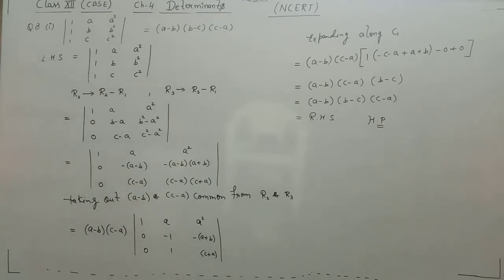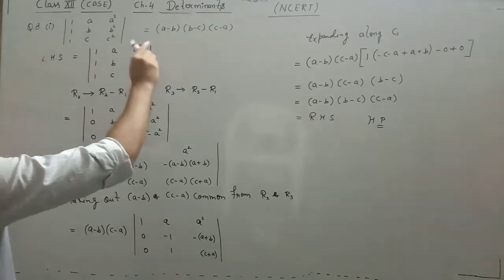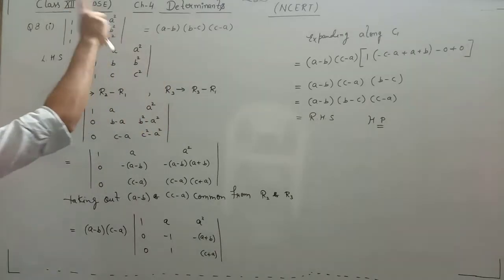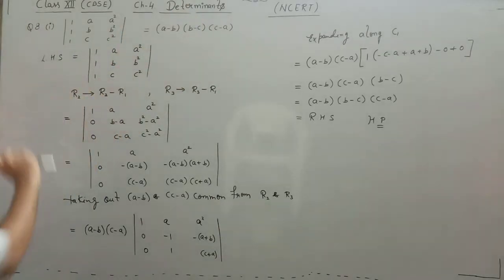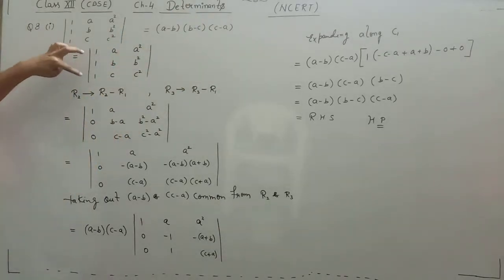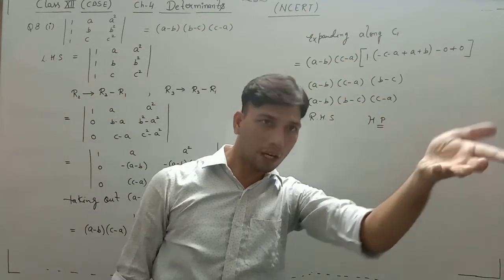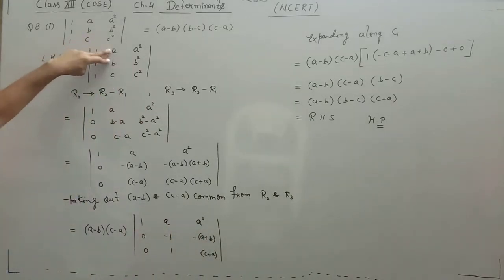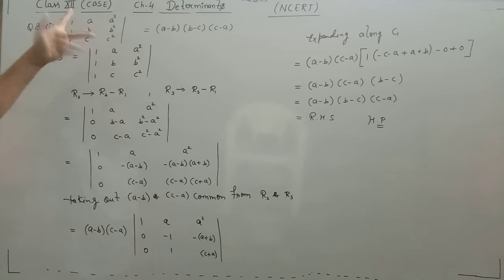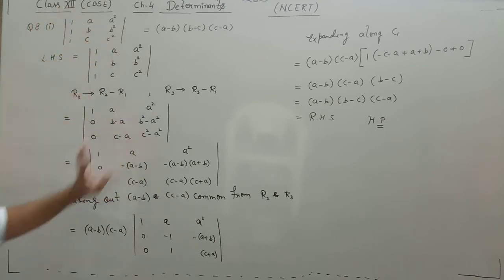Now this is question number 8, first part. Left hand side is 1 1 1, a b c, a square b square c square, and on the right hand side we have to show that this determinant is equal to a minus b, b minus c, c minus a. So start from the left hand side. See, here is 1 1 1. Now we want three factors, a minus b, b minus c, c minus a. Try to bring out the factors one by one. See, a minus b, b minus c, we can easily find. Otherwise we can say b minus a or c minus a. We can take negative as a common and after that we will see.